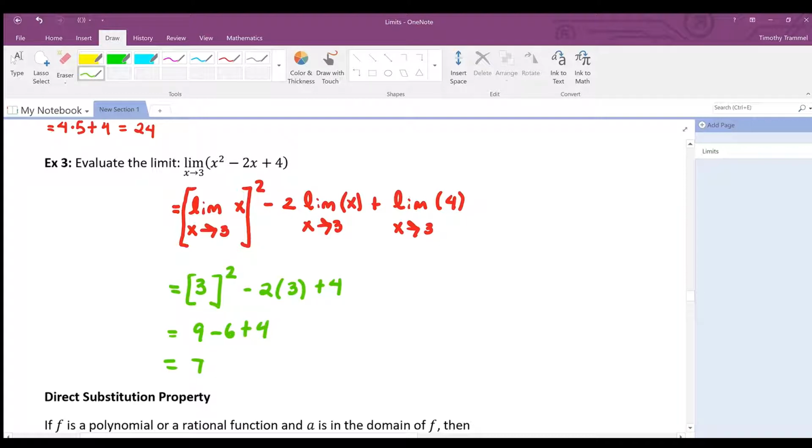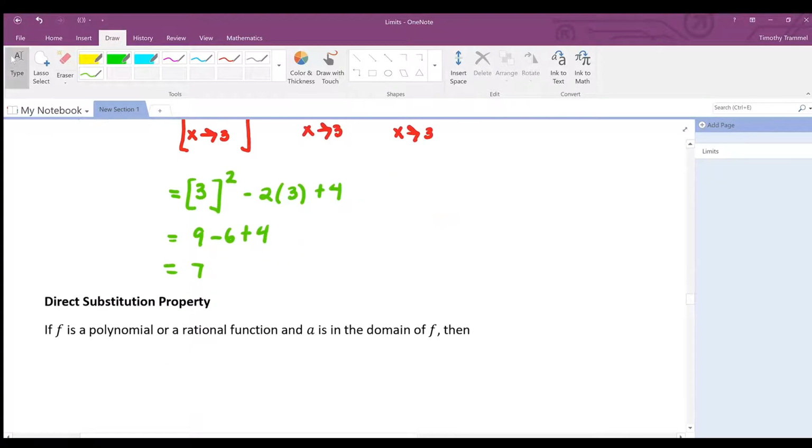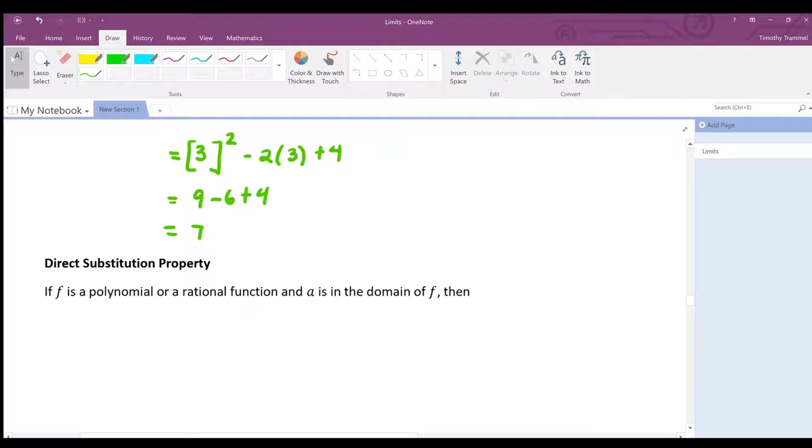Now, note, we could have gotten here just by plugging in x equals 3 into the polynomial. That's all we really did here. And we actually call this property direct substitution. And we can do this to functions that are nice. We'll define nice in a little more detail later on. But for now, we know that we can at least do this to polynomial or rational functions.